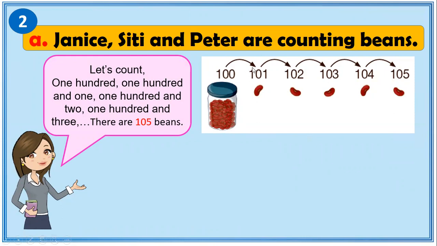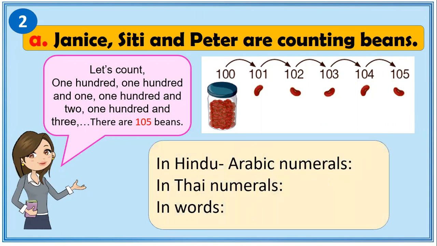100, 101, 102, 103, 104, 105. All in all, there are 105 beans. And in Hindu-Arabic numerals, we write 105 as, all right. And in Thai numerals, 105 is written as this.